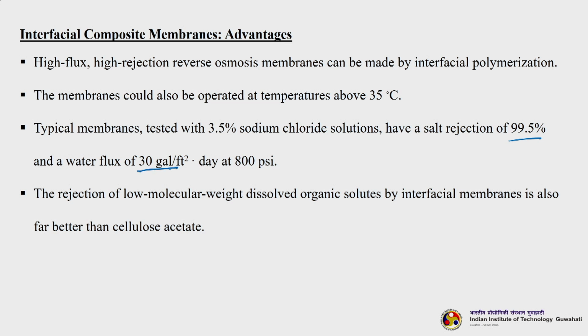So, you can see that with other membrane materials and other techniques also we get a very good amount of rejection. However, the flux is not good, about 1 to 5 or less than 10 gallon per feet square. So, you can see here it is higher, 30. The rejection of low molecular weight dissolved organic solutes is also far better than the cellulose ester membranes.